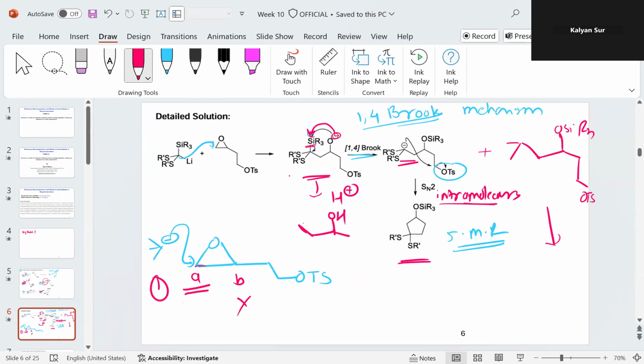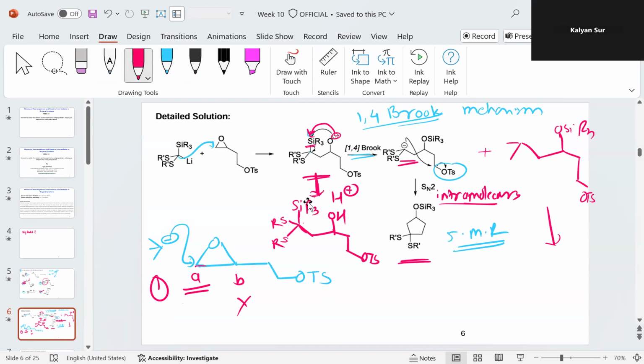this OH, which will remain on this compound, and this will be SiR3, and this is SR. So this is the product as they have shown.